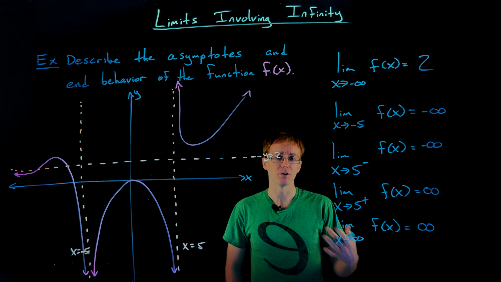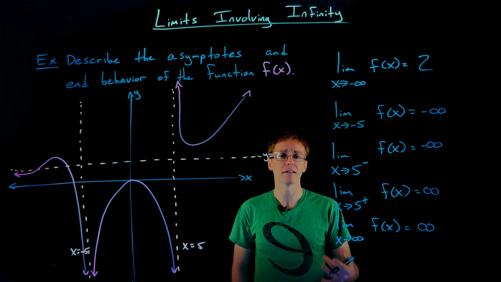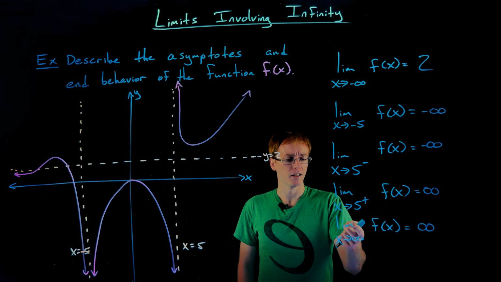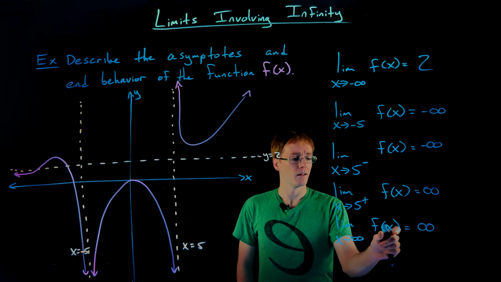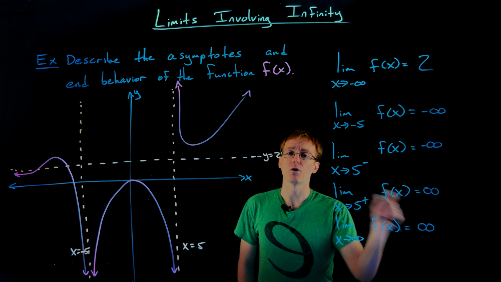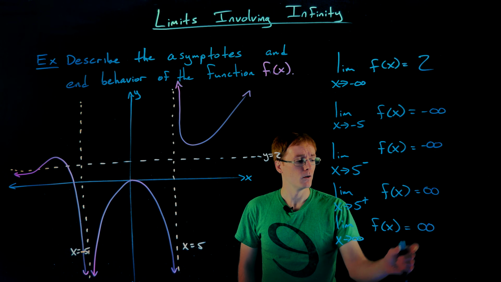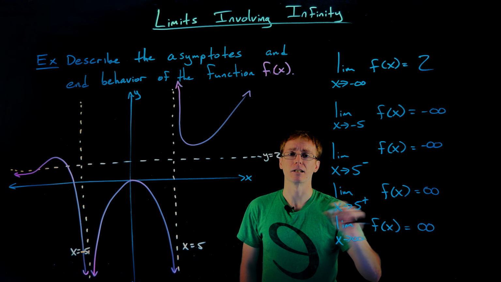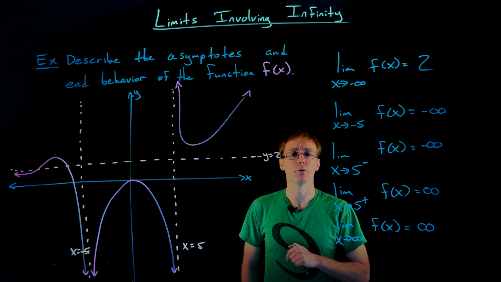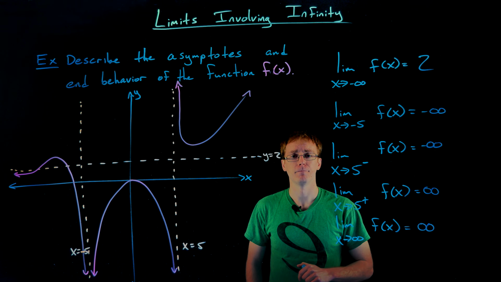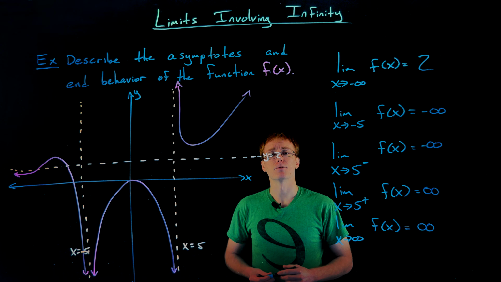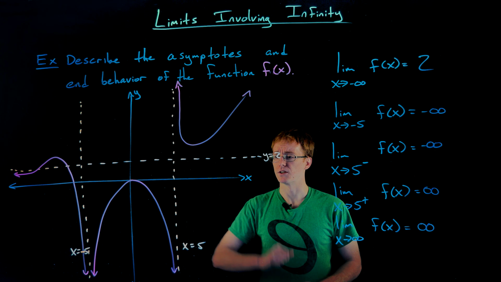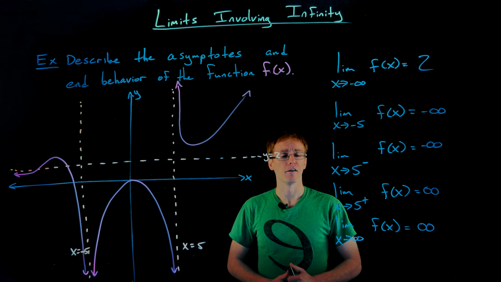And remember, every time we say this thing is approaching infinity, we're really being lazy. What we really mean is: as the input of our function increases without bound, the output of our function is also increasing without bound. We can make the output of our function as big as we want, as long as we make the input of our function big enough. And so I think that's it. We have finished describing the asymptotes and end behavior for this given function using our 5 limits here.